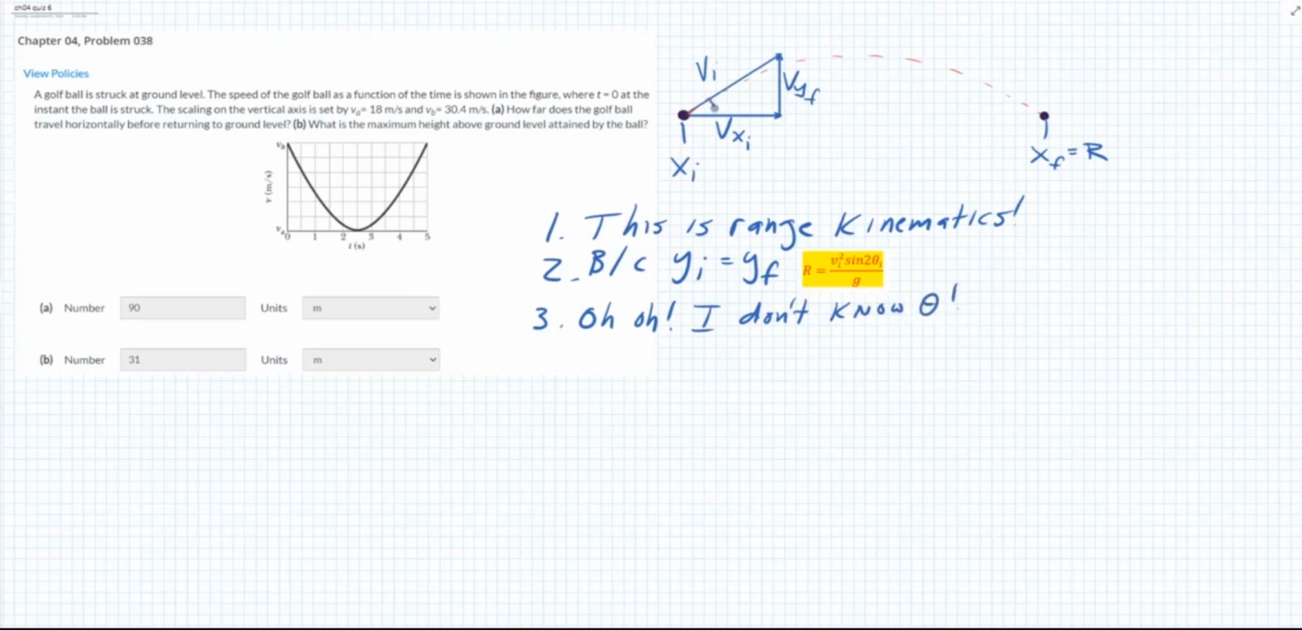This is theta up here. So here's theta. That's what it looks like. I just don't know its numerical value. So number 3, let's examine the graph. Graphical analysis is a really big deal.